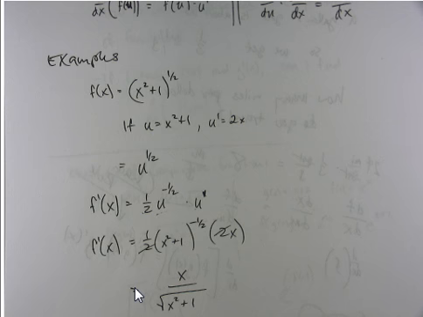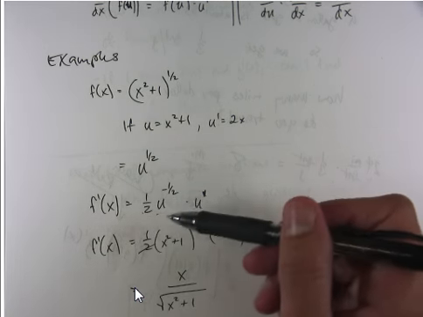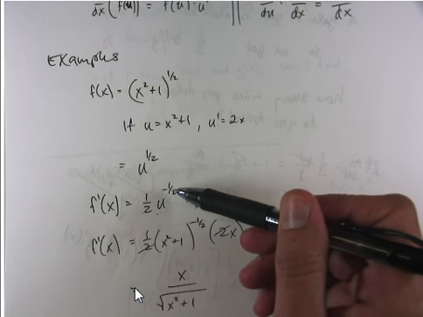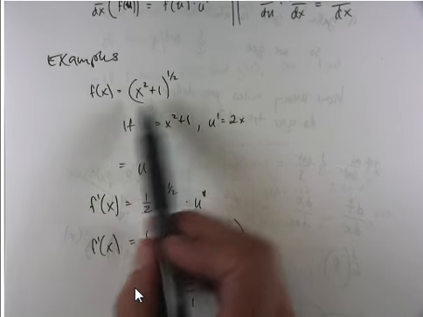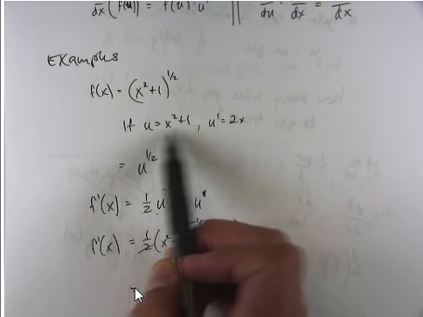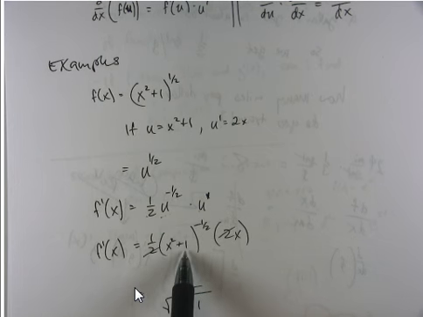Questions about this? Yes? Can you explain why you plugged in just x squared plus 1 instead of all that to the 1/2 power? That's where I got lost. All right, so here this is x squared plus 1, instead of the square root of x squared plus 1. Because this is u. It's u to the negative 1/2, and I defined u to be x squared plus 1. It's not all of f, it's just x squared plus 1. So I've just replaced u with itself.